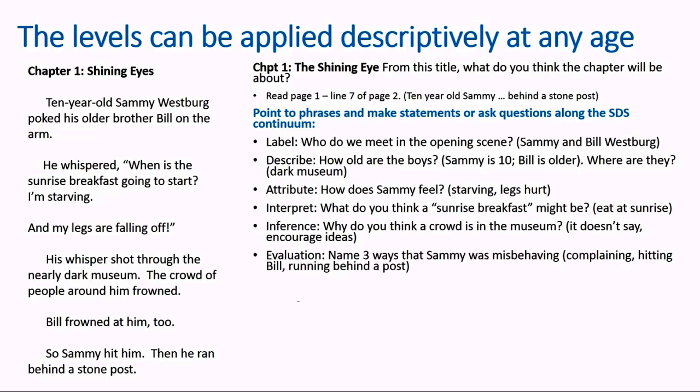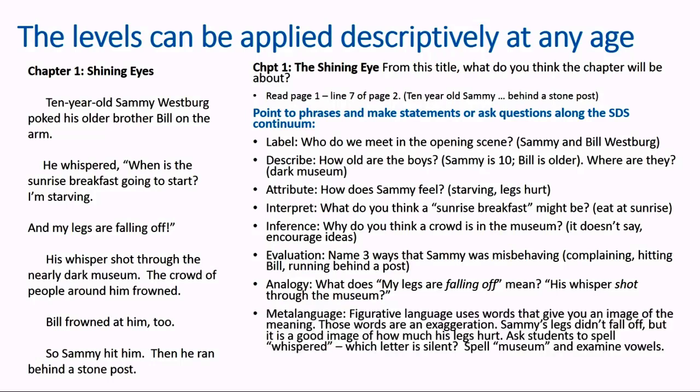Evaluation. Name 3 ways that Sammy was misbehaving. He's complaining, he's hitting Bill, and he's running behind a post. So you have to look at that language and say, okay, these things are annoying to other people. He's misbehaving. Analogy. What does "my legs are falling off" mean? His whisper shot through the museum. His legs aren't literally falling off, so what does that expression mean? And obviously, a whisper is not really loud like a shot, so why did they say that his whisper shot through the museum? What does that tell you about what's happening in the museum?